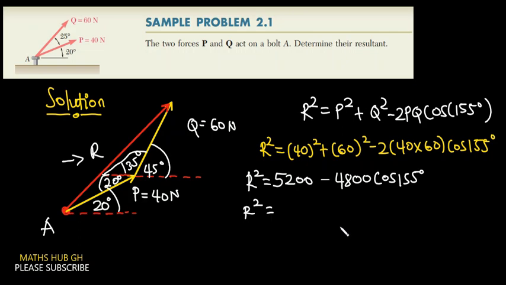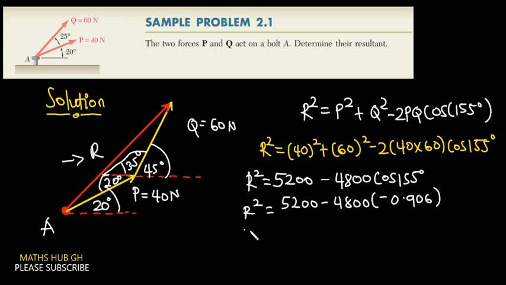Okay, let's look for that value. So let me write this first. We have 5200 minus 4800 multiplying cosine of what? 155 degrees. So cosine of 155 degrees will give us a value of minus 0.906. Okay, that's what you are going to get.